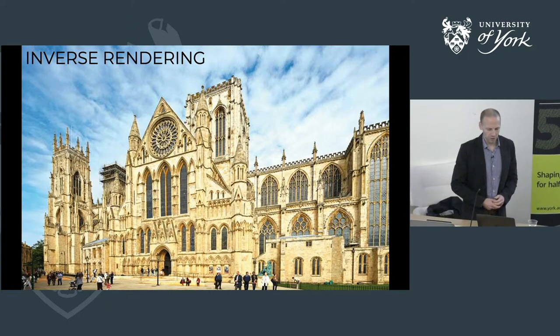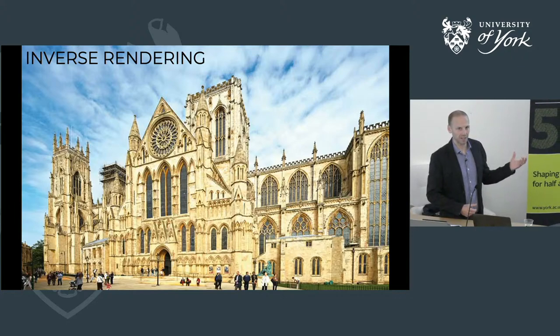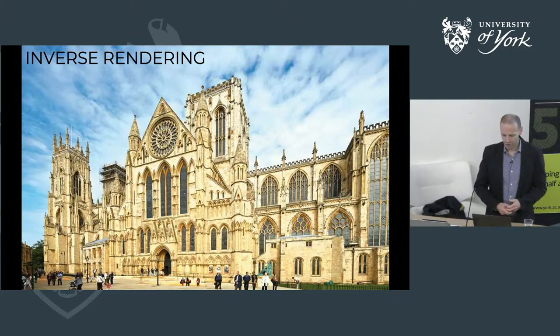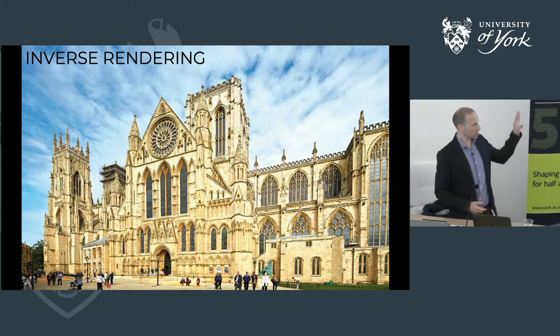So the goal of inverse rendering is to explain why this image appears as it does. Can we explain it physically? And the answer to why it looks the way it does is because of the geometry of the stuff that's in the scene, the materials that the building is made of, and the lighting that illuminated the scene.